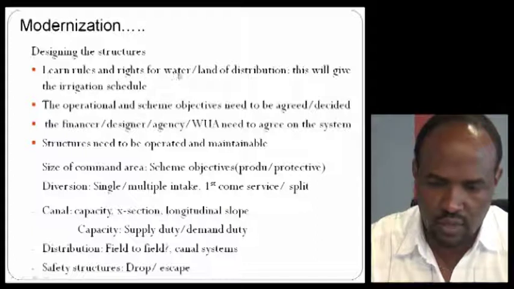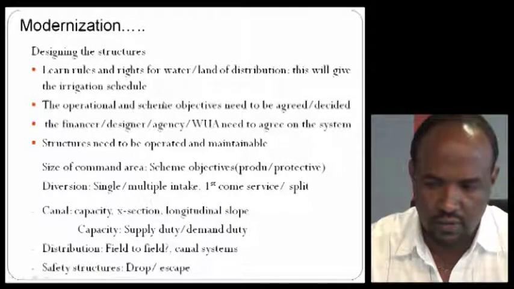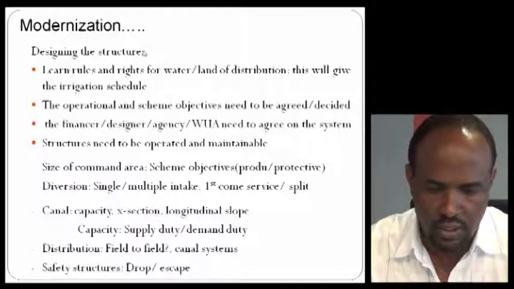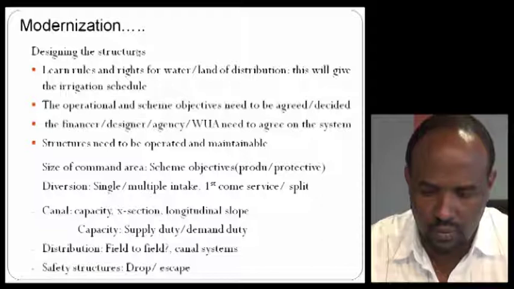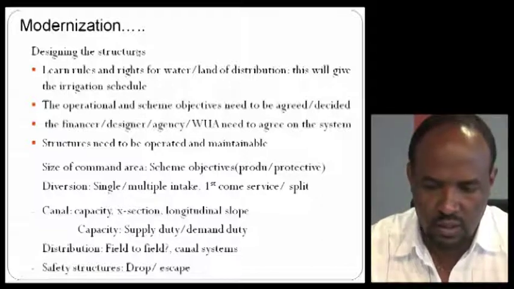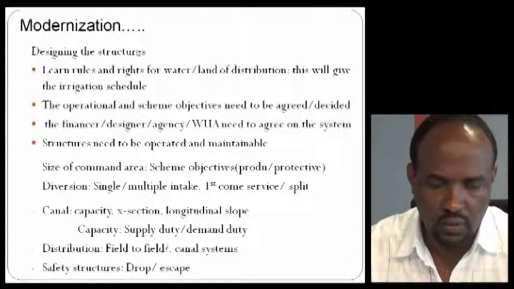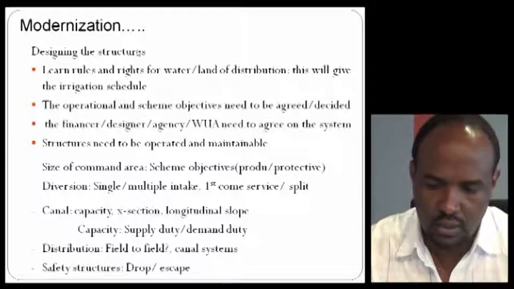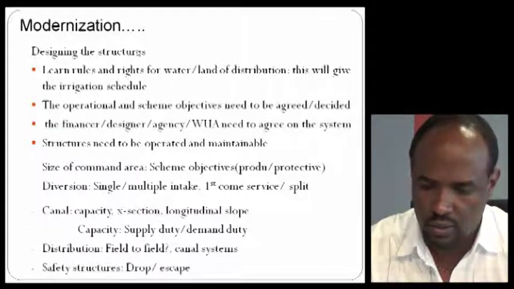Learn the rules and rights for water and land distribution. This will give the irrigation scheduling. At the beginning, we need to learn the established rules and rights on water acquisition and distribution in the area. Then the operational and scheme objectives need to be agreed and decided. While we modernize, we need to have an objective of what to achieve. Is it protective or productive irrigation? And also the operational objective: we need to highlight how we share and distribute water from where it is diverted in the wadi up to where it is used by the farmers.